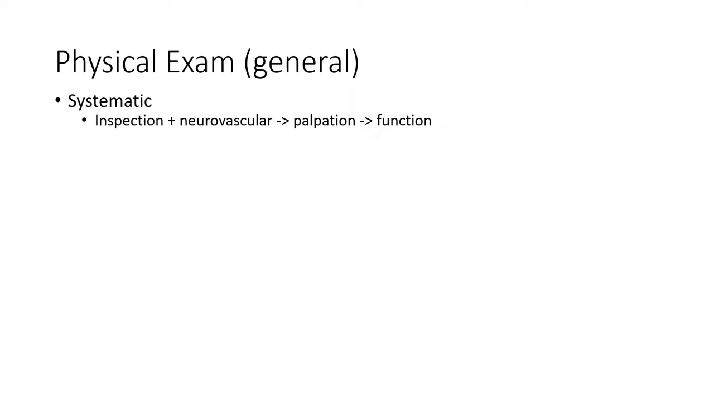And then you'll do your physical exam. It's important that you do the physical exam in the same way each time. The generic method is inspection, and I usually do the neurovascular status here, because before you touch the patient you want to know whether they have preserved nerve and vascular activity, and if you don't do it right away, you'll just miss it. When you do palpation, then you'll do function, and I'll go into detail, but this is the general rule, and then you have special tests in the end.